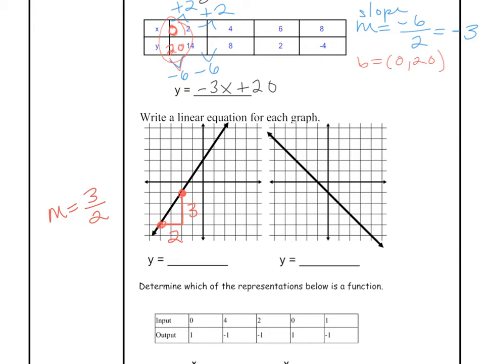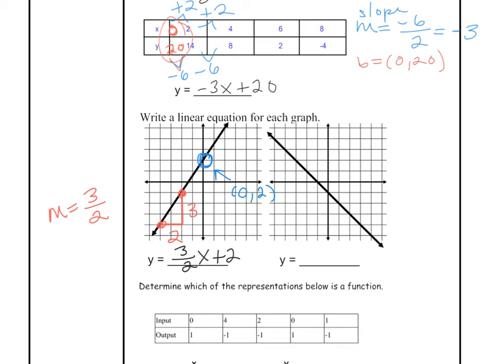So I'm good. Next thing we need to do is find our y-intercept, so where the line crosses the y-axis. This line crosses right there. That's the point (0, 2). So that's my y-intercept. Now I'm going to take those two things and write the equation. My equation should be 3/2 x plus 2.